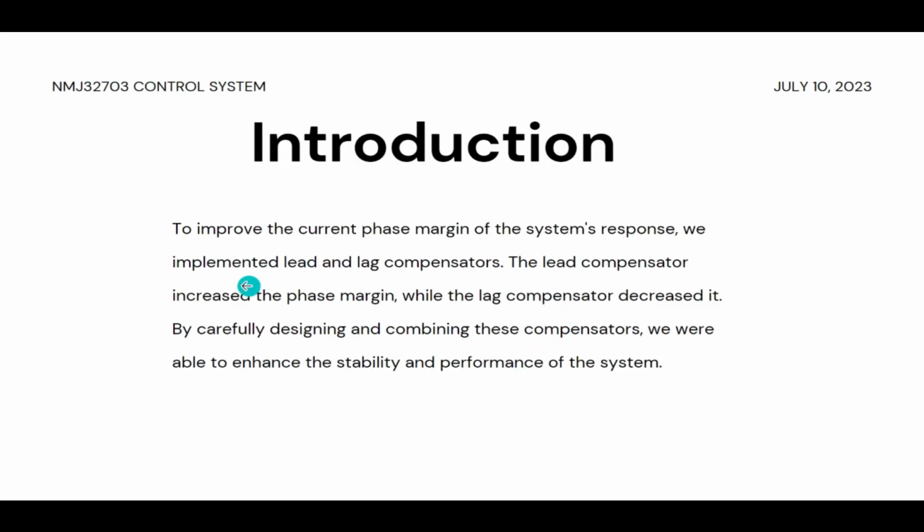Today I would like to present the mini project. For the introduction, to improve the current phase margin of the system response, we implemented lead and lag compensators. The lead compensator increased the phase margin while the lag compensator decreased it. By carefully designing and combining these compensators, we were able to enhance the stability and performance of the system.